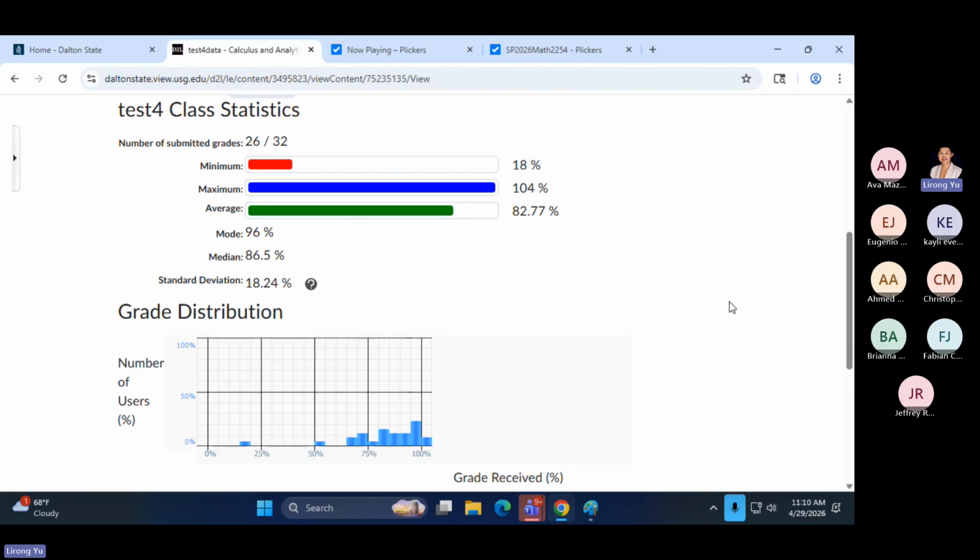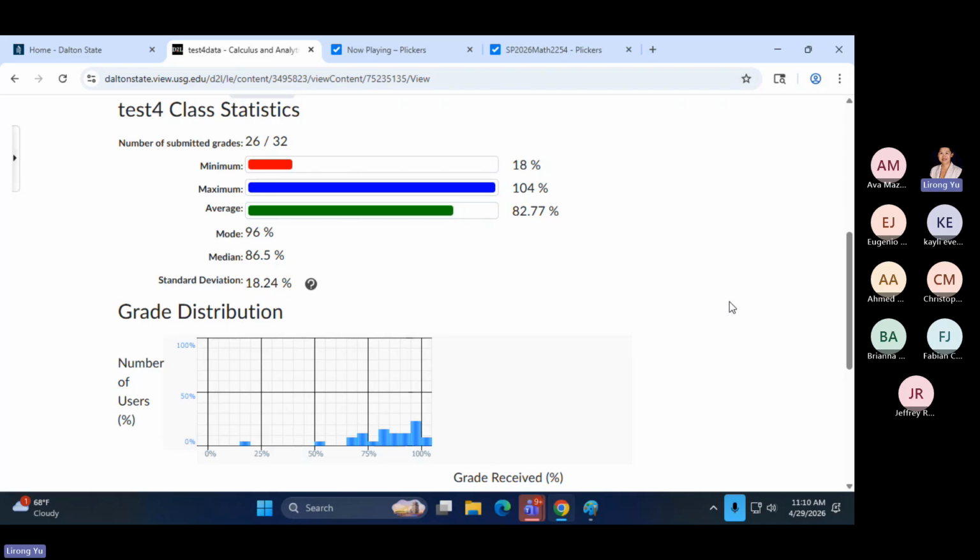If you want to make up any past tests, the last day for any makeup test is May 12th. May 12th is when the grade has to be submitted. Any questions?